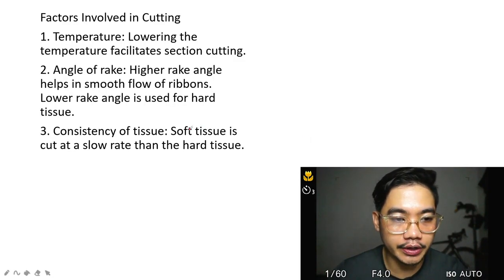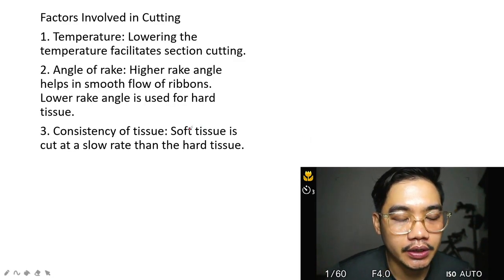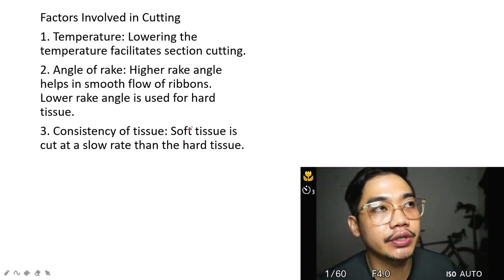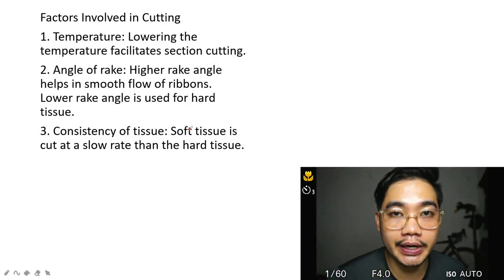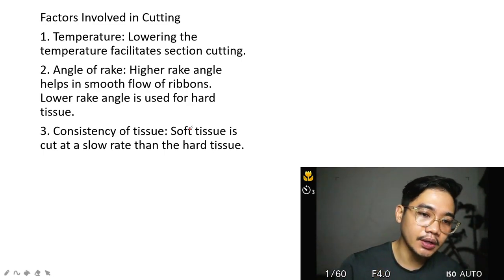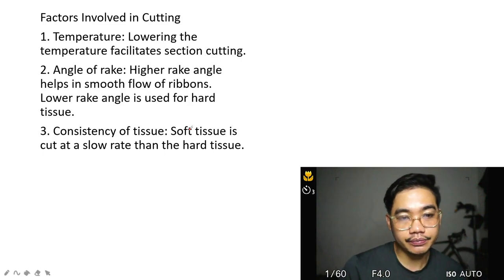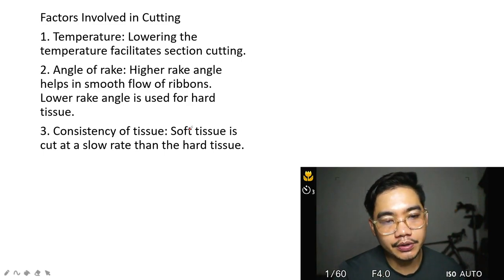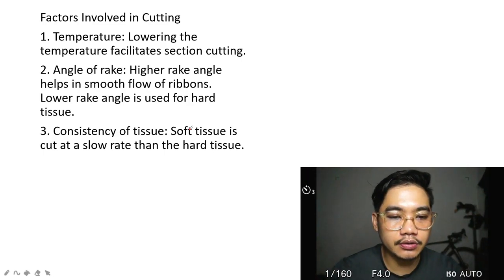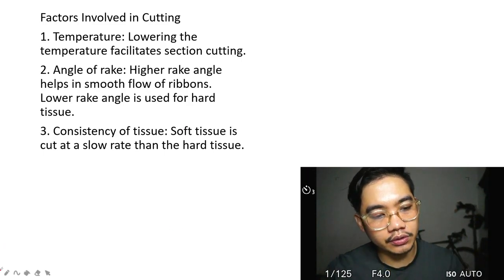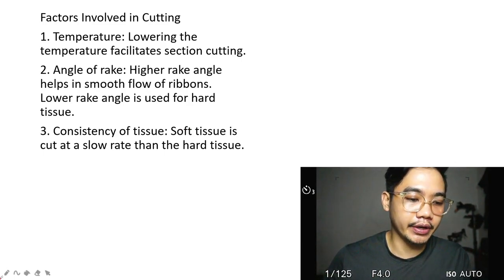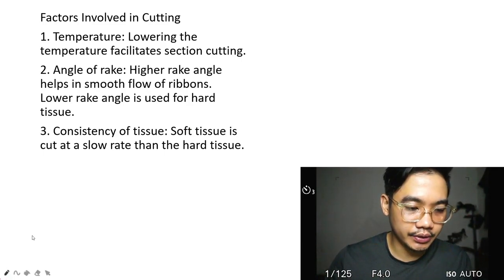Next are the factors involved in cutting. Temperature, like I mentioned earlier, you also saw Sir Jude, his blocks are put in ice before being attached to the microtome for cutting. Then the angle of the rake helps in the smooth flow of the ribbons. Then the consistency of the tissue: a soft tissue is cut at a slow rate rather than a hard tissue.